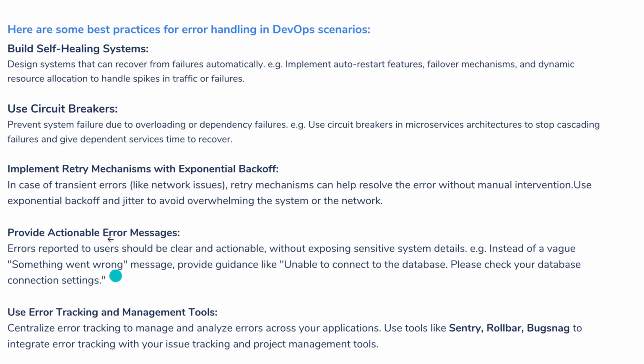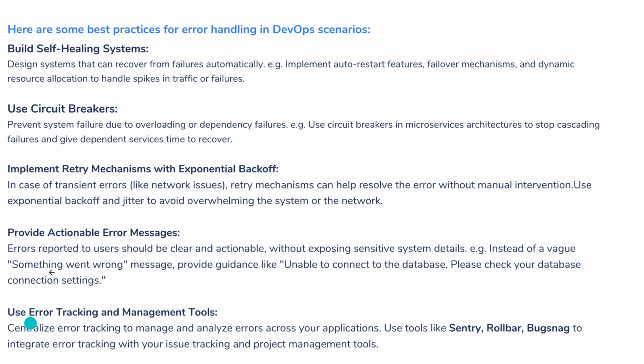Then provide actionable error messages. Errors reported to the user should be clear and actionable without exposing sensitive system details. For example, instead of giving a message like "something went wrong," provide more detailed guidance, like "unable to connect to database, please check your database connection settings," right? This kind of message is very helpful for debugging purposes.